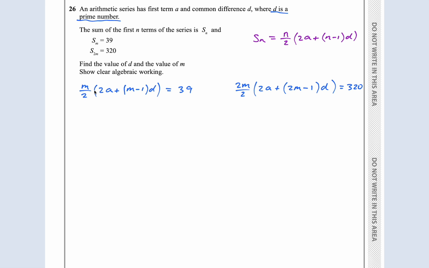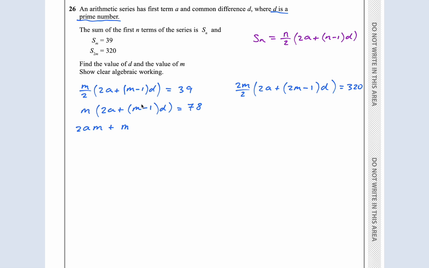First thing to do, guys, is I can multiply by 2 across here, because this 2 is outside this big bracket, so I can just multiply that 39 by 2. So this is 2a plus m minus 1 d equals 39 times 2 is 78. I'm going to multiply this out. I get 2am plus, just be careful here, this is m times d, which is m squared d.